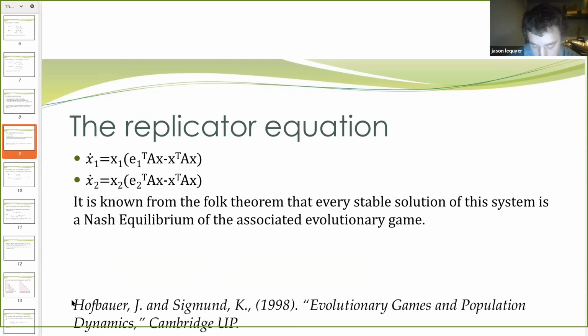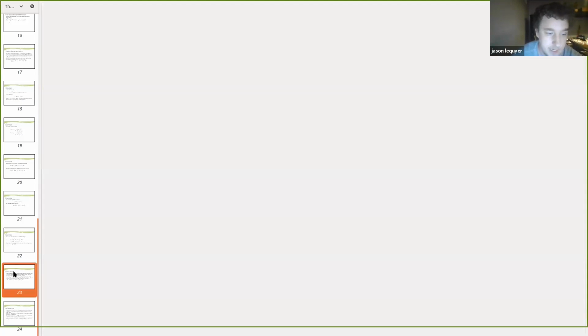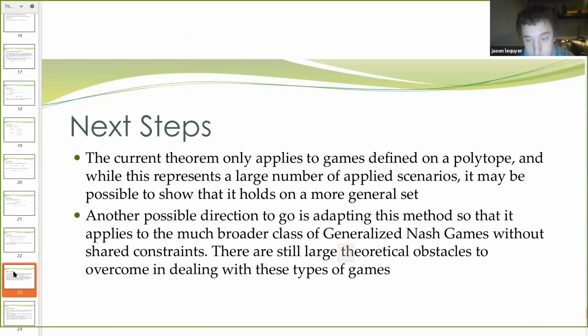However, part 3 of the Folk theorem, which says that an asymptotically stable solution evolves to a strict Nash equilibrium, we have not addressed. So that is an open question, and that would have been a good thing to include on the next steps slide: generalizing that aspect of the Folk theorem. We did not touch that, you're correct.